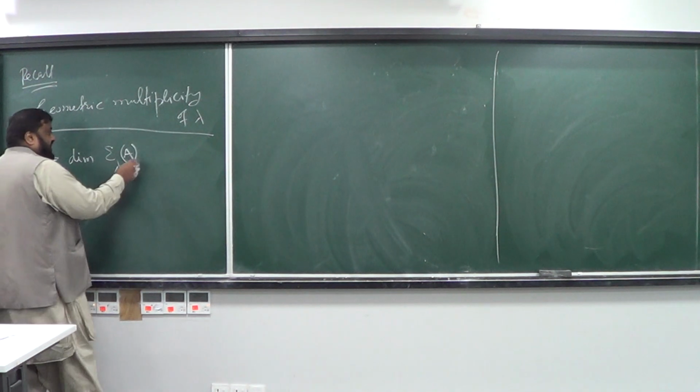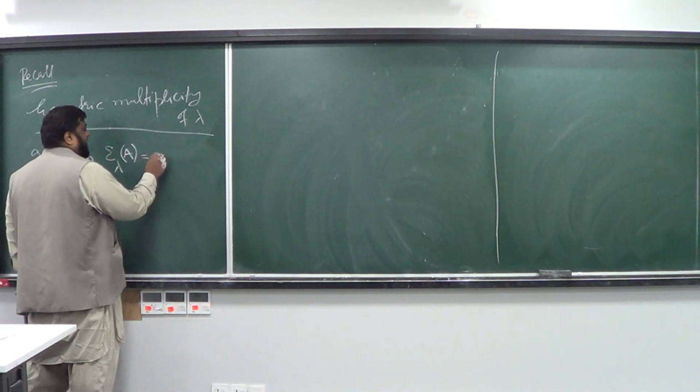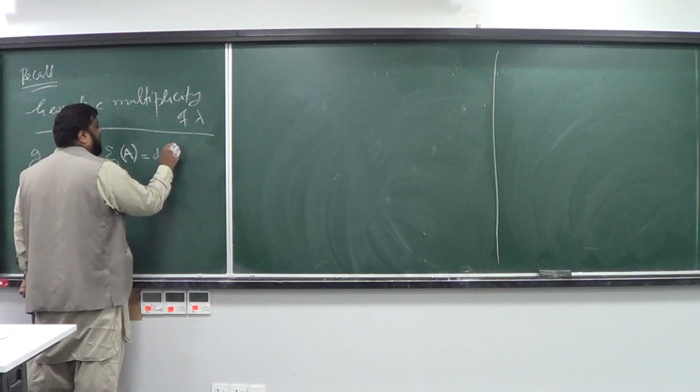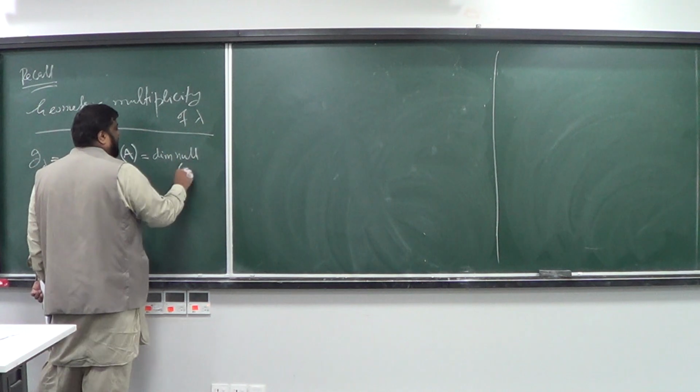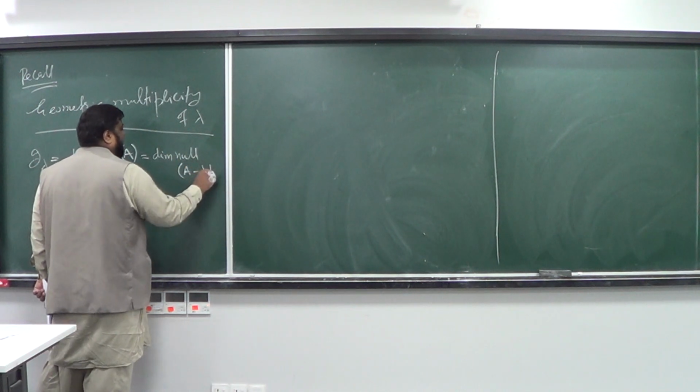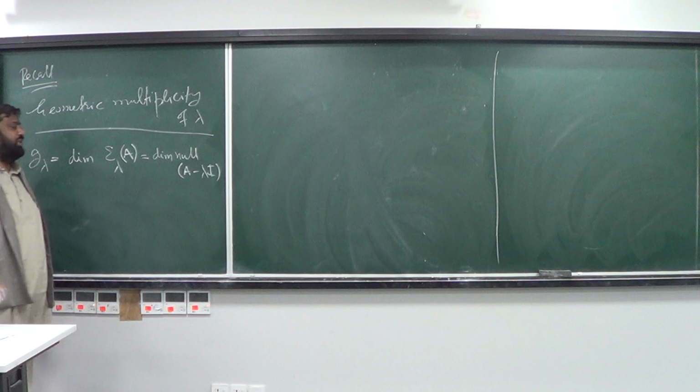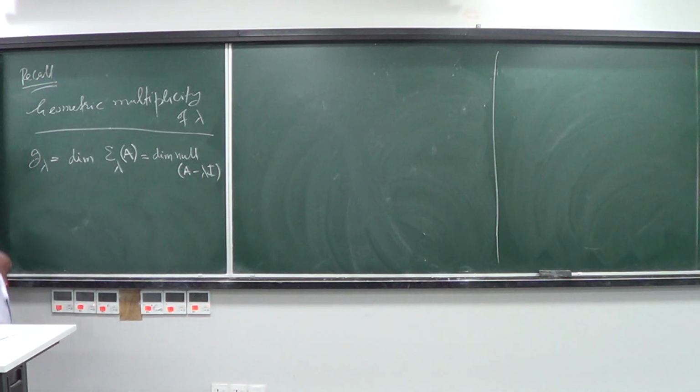And what is this eigenspace actually? The dimension of the eigenspace is the dimension of the null space of A minus lambda I. So compute the null space of A minus lambda I, and that is going to be the geometric multiplicity. So we defined it yesterday.